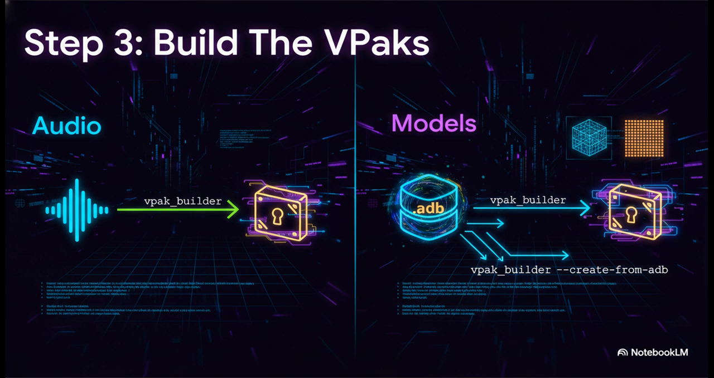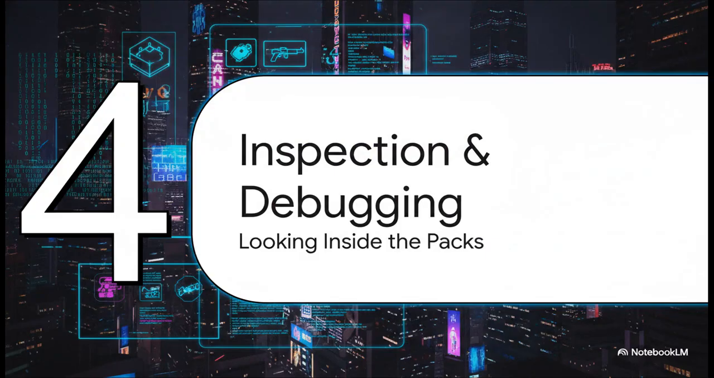Now notice, we're actually using 2 different methods here. For audio, it's a simple pack based on a directory. But for our models and textures, we're doing something way smarter. We're telling the builder to use the asset database. It reads the ADB, figures out all the right files that need to go into the models VPak, and bundles them up perfectly.